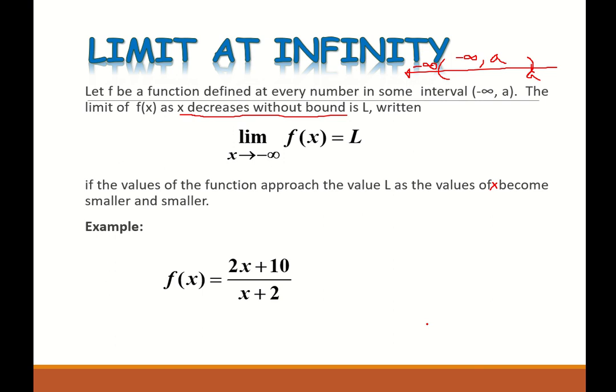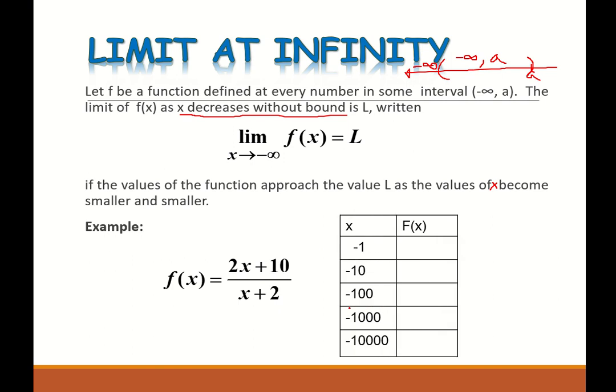For example, if you have f of x equal to 2x plus 10 divided by x plus 2, we have this rational function. Now, if the value of x decreases without bound, like this in this table, we have negative 1, negative 10, negative 100, and so on and so forth. Notice that the value of x decreases.